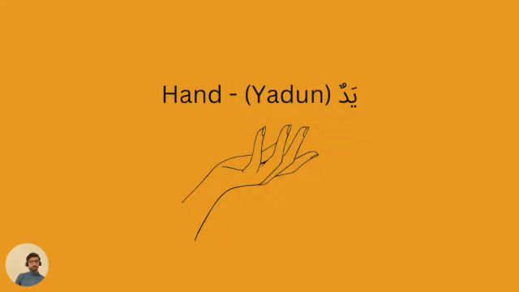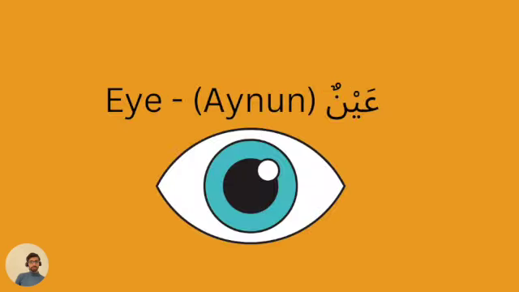Perfect. We have hand. يد, يد. Repeat after me. يد. Good. We have eye. عين, عين. Repeat after me. عين. Good.